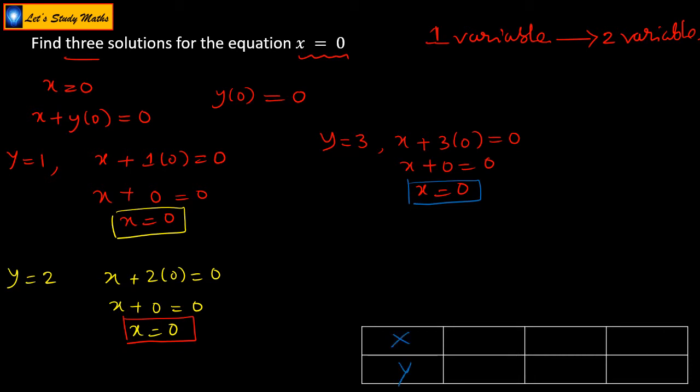So when y equal to 1, x is 0. When y equal to 2, x is 0. And y equal to 3, x is 0 here. Just to observe, in the question only they mentioned x equal to 0. So it means if you take any value in place of y, the x value will be 0 only. So this you need to remember.